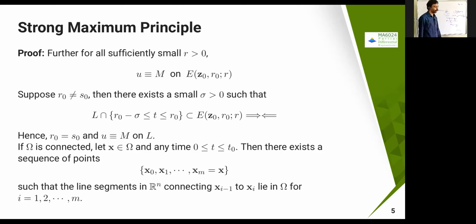Okay, so that's the time we have to use it. Now what we have is, therefore, U equals M on L also. That's the only possibility: U is going to be identically equal to M on L.